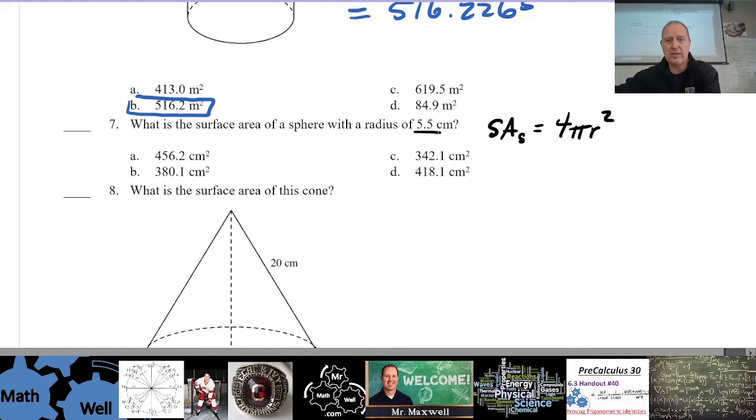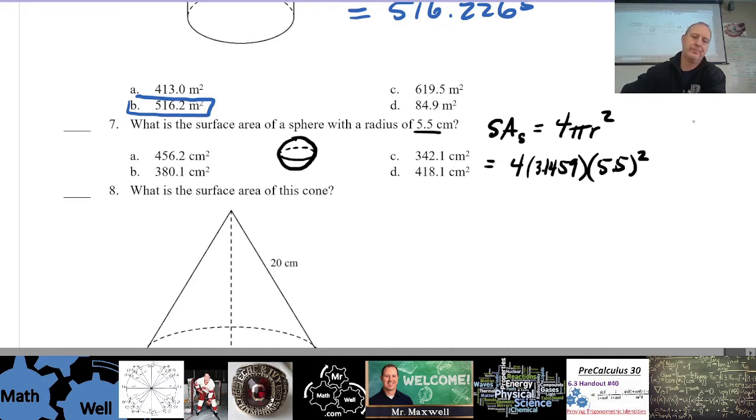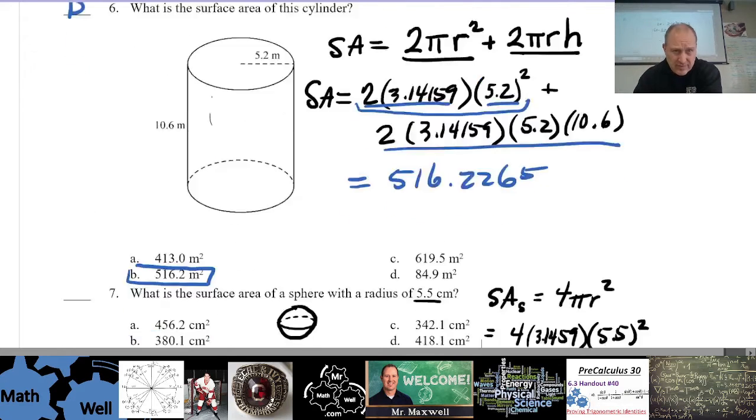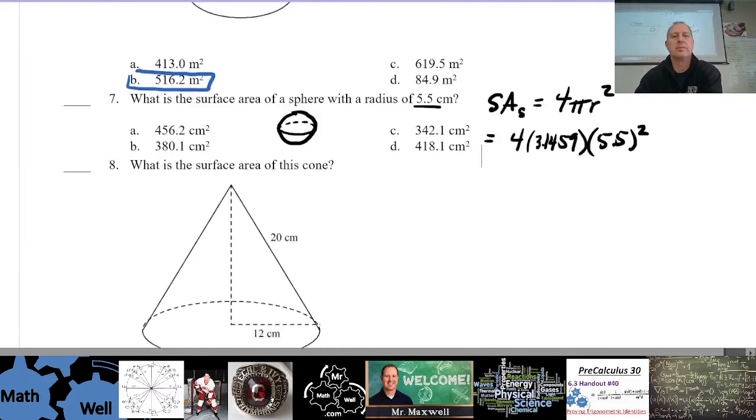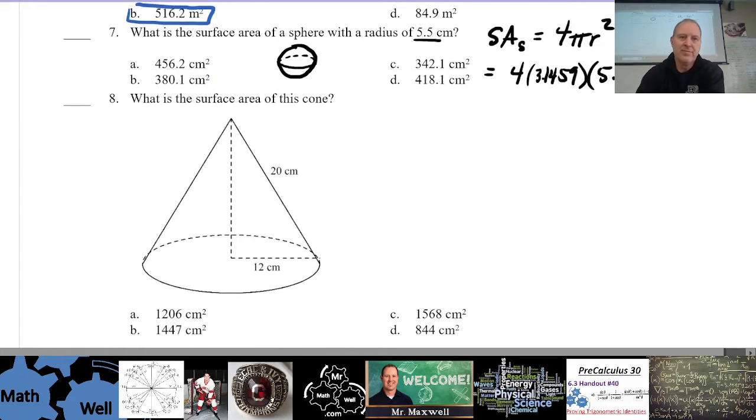Okay. So the radius is 5.5. So 4 times pi, and a sphere is the ball, right? Then r is 5.5, so 5.5 squared. All right, I'll leave that one for you guys too. I did most of it with you, but you'll have to finish that on your own.